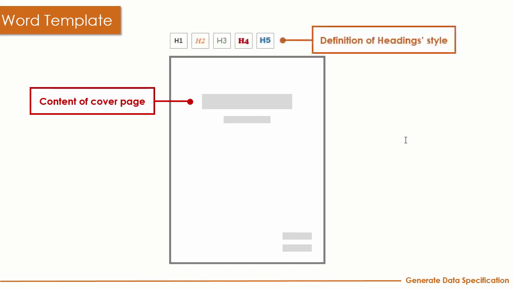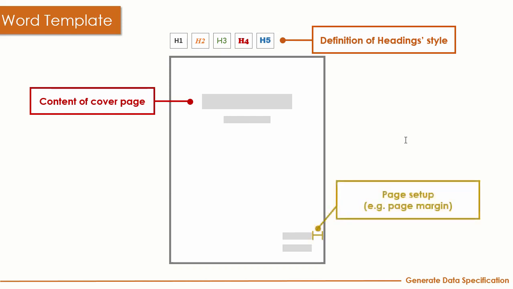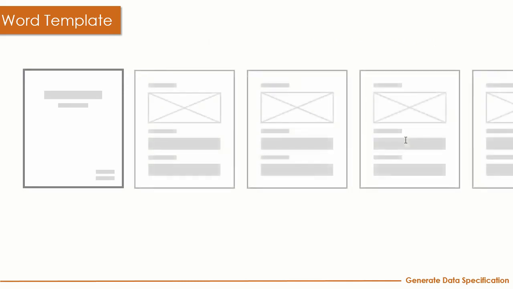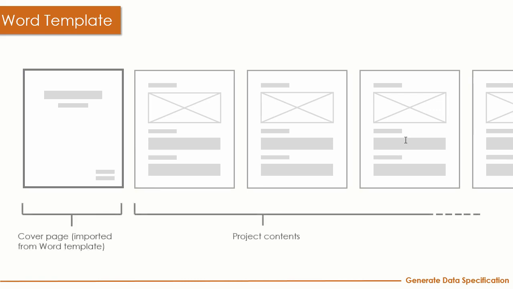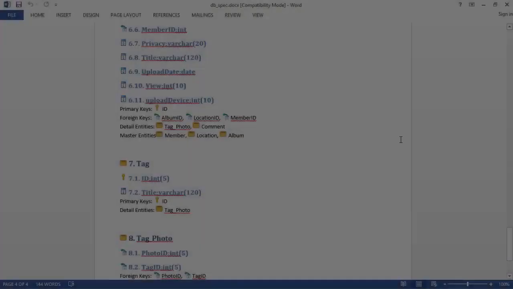You can define the cover page. You can define the header style of your document. You can set the page margin, etc. And then when you generate the documents, we will use your Microsoft Word template. We call it a template, but actually it is only a Microsoft Word file. Then your cover page will be put at the beginning, and the content will follow in the rest of the document. Let me show you how it looks.